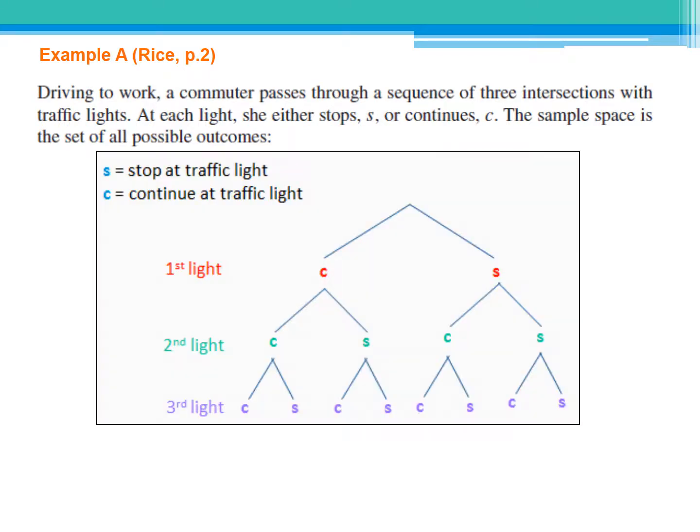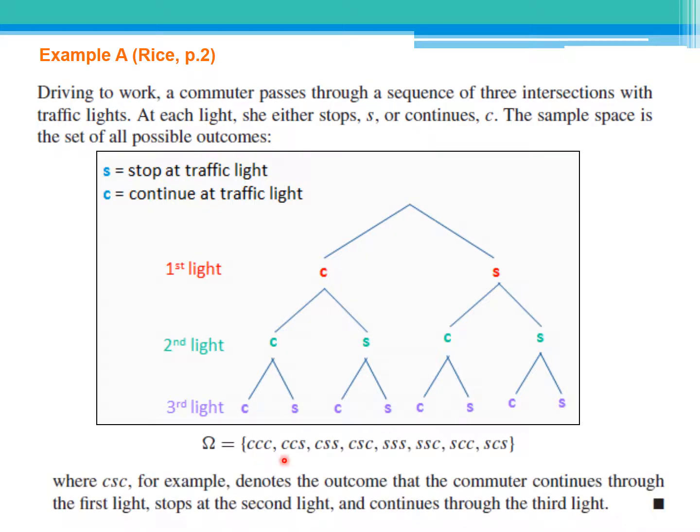Now, for the first light, there are two possible options. She can either continue or stop. Then at the second traffic light, there will also be two possible options, continuing or stopping, for each of those outcomes at the first traffic light. And then for the third light, we will have two possible outcomes each time again. So then to list the outcomes of this multi-step experiment, we just read off the outcomes for the branches from top to bottom. So you will have 8 outcomes in total as listed here in your sample space.